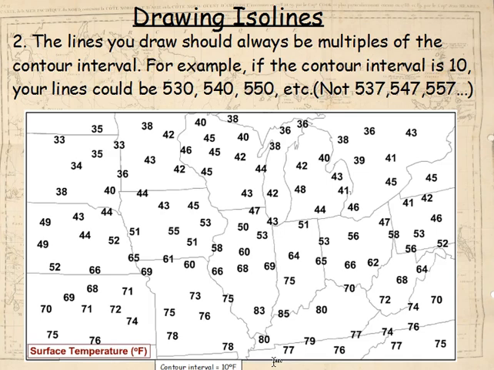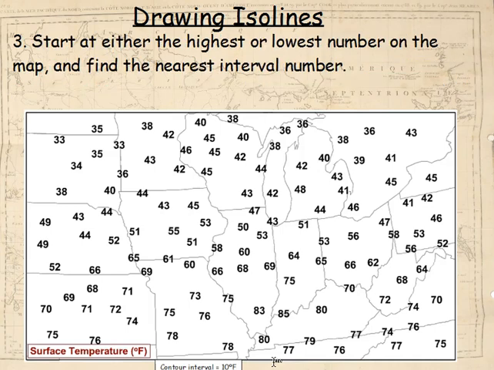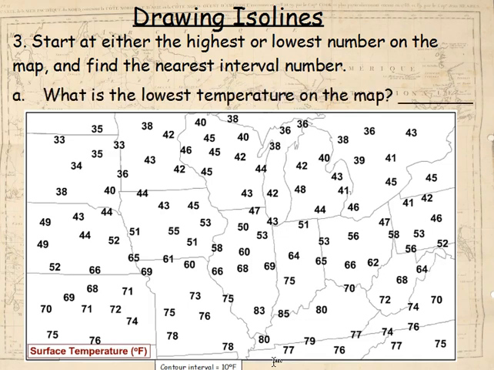Now the lines that we draw should always be multiples of this interval. For example, if the contour interval is 10, your lines would be 530, 540, 550, and so on. We're not going to go in a random interval of, say, 537, 547, 557. It doesn't make sense. So we want to make sure we're using those nice intervals that look like 10 or multiples of 10. We're going to either start at the highest or lowest number on the map and find the nearest interval number. What is the lowest temperature on this particular map?